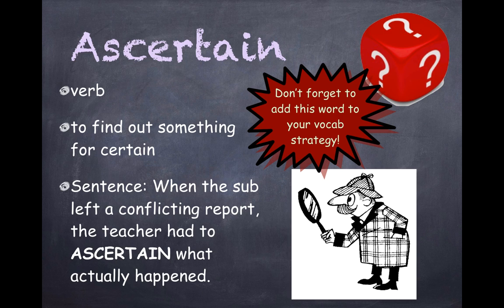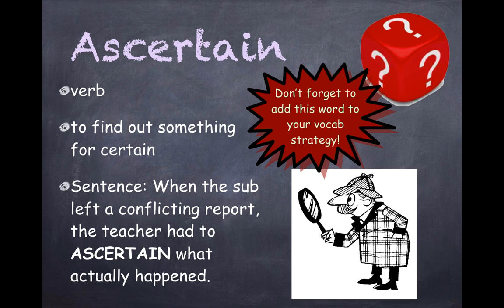The next word that uses this root is ascertain. Ascertain is a verb, and it means to find something out for certain. So hopefully you can kind of see the connection there. When the sub left a conflicting report, the teacher had to ascertain what actually happened, had to figure out for certain what happened when they weren't there. The handwriting expert ascertained that a diary supposedly written by Hitler was a forgery. It was fake. Don't forget to add this word to your vocab strategy.